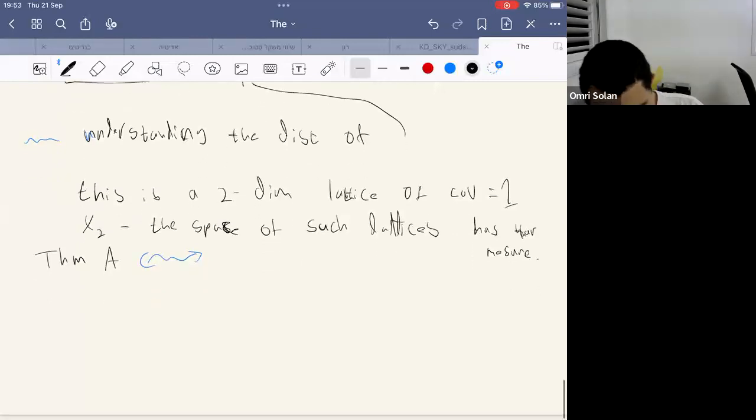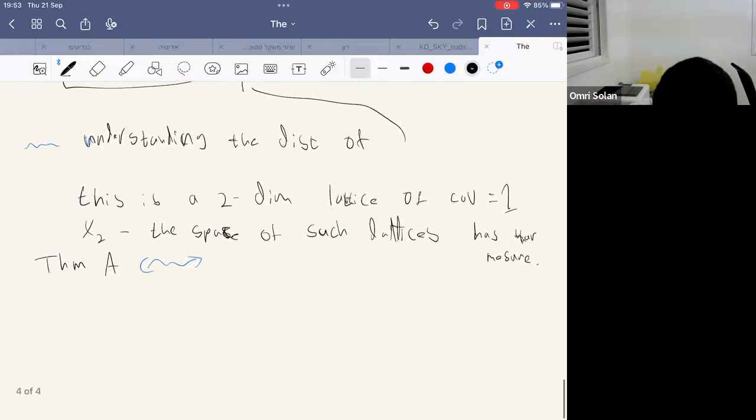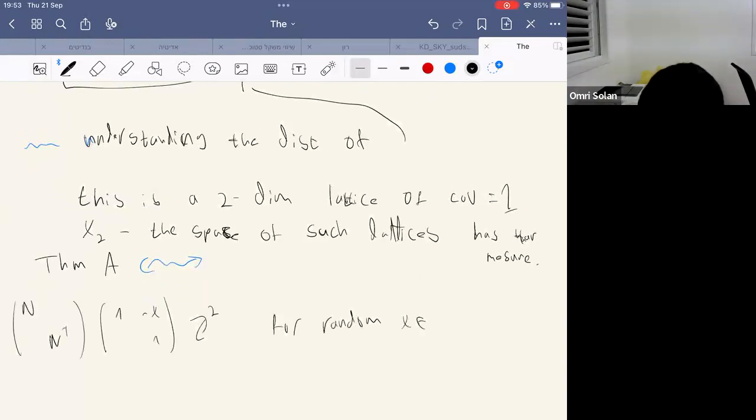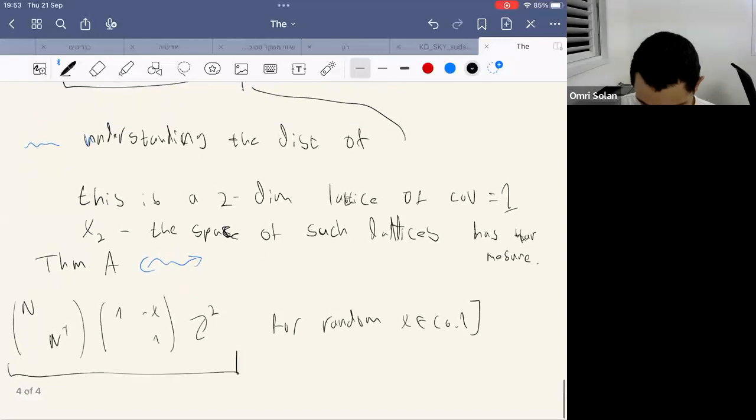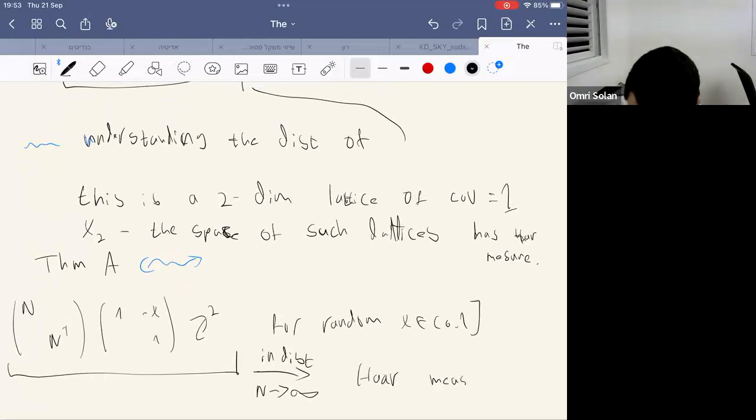So theorem A corresponds to: if we take the lattice 1 minus x 1 z squared and multiply it by some n inverse for random x inside 0, 1, this converges in distribution as n tends to infinity to the Haar measure. Okay.